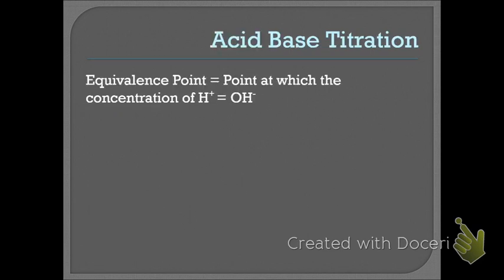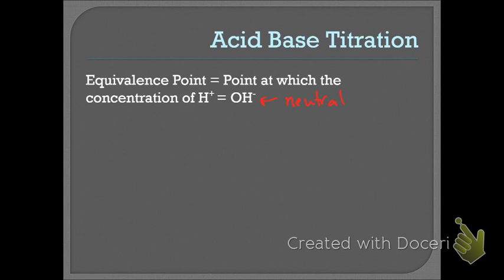So the type of titration we'll be working with in class is the most common one, which is called acid-base titration. And so what it has to do with is its equivalence point. It's the point at which the concentration of hydrogen ions is equal to hydroxide ions. This is called an equivalence point. And what that means is, at this point, it's neutral, right?